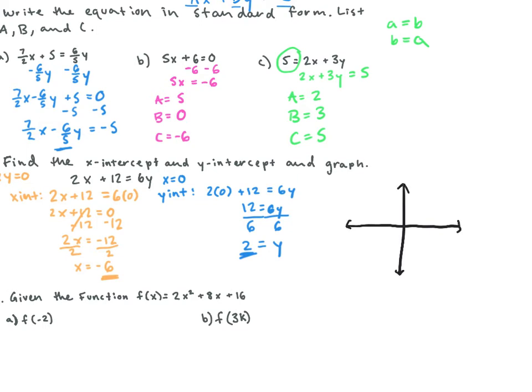Our x-intercept crosses the x-axis, so it goes on our horizontal line. So we go to the left 6. And then our y-intercept crosses the y-axis, so we go up 2. And then we just connect our 2 dots with a line.